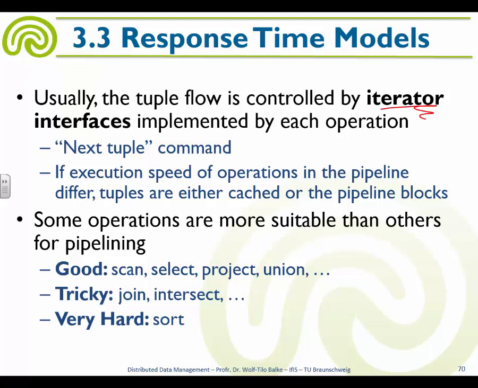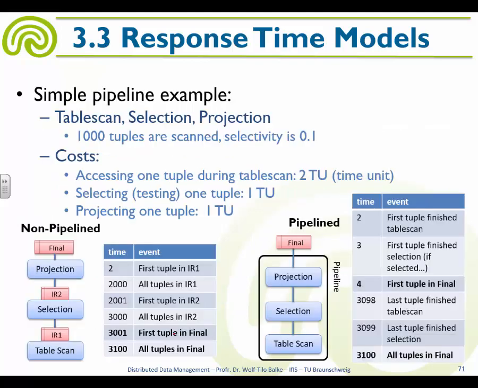So definitely, very good operations for pipelining are scan operations, selects, projects, unions, everything that you would think of. Tricky is kind of like joining or intersecting. Very hard is things like sorting, right? Because sorting before you know what is coming is kind of difficult. But people worked on that. So pipelining is usually a good thing.